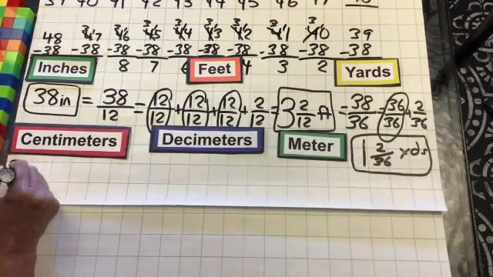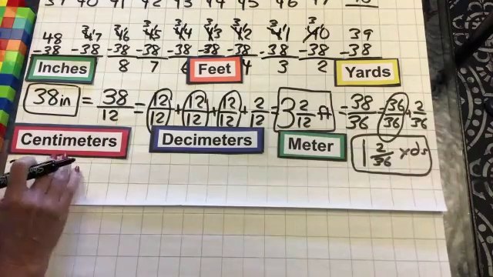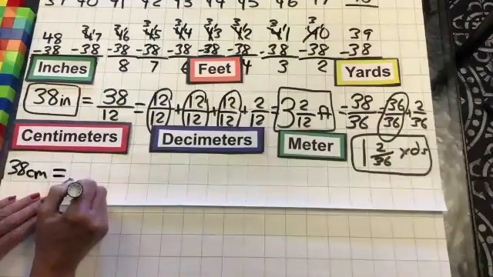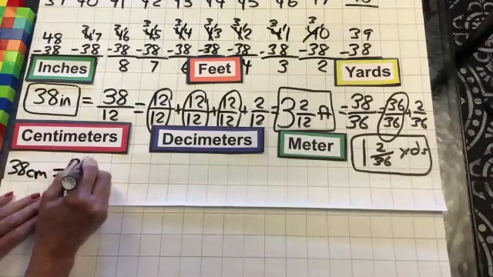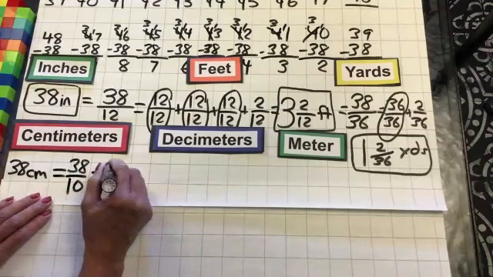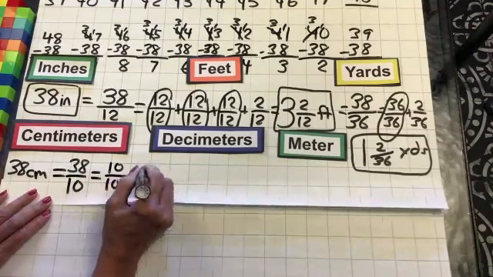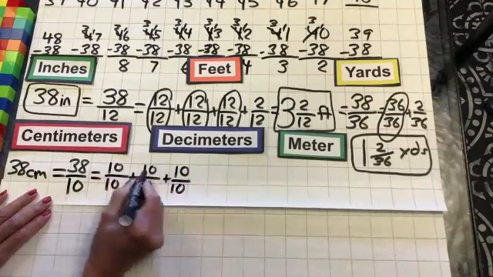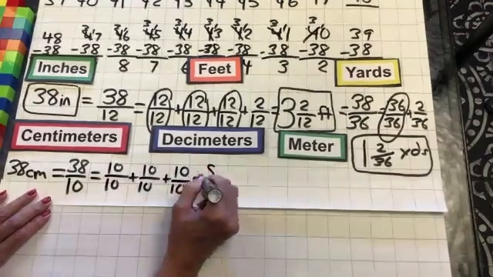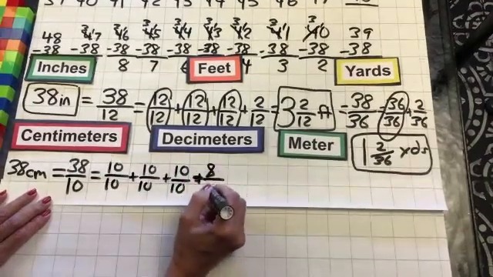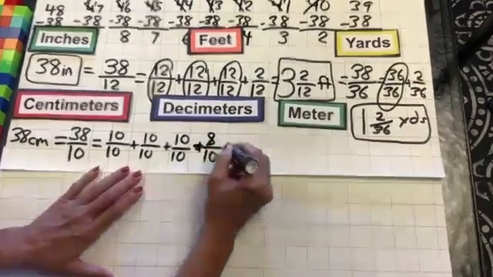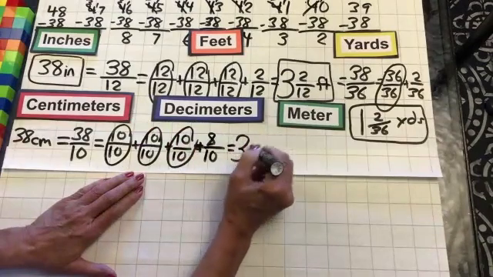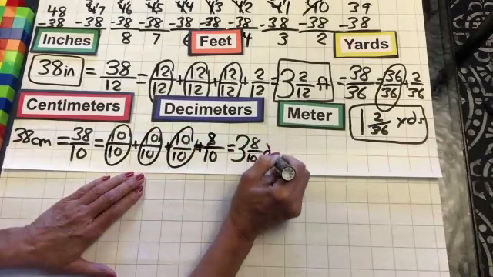So I'm going to start way over here, 38 centimeters. And we know it takes 10. So we're going to put that 38 over 10, making it an improper fraction that we're going to break apart. So we're going to say 10 over 10 plus 10 over 10 plus 10 over 10. That's 10, 20, 30. And we got, oops, plus 8. I'm always doing that. All right, plus 8. So we have 1, 2, 3 decimeters and 8/10.